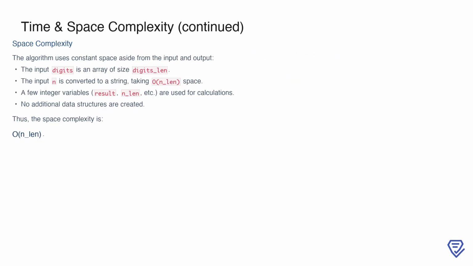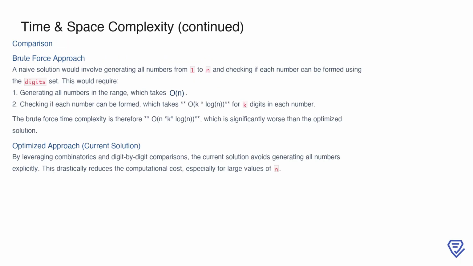The dominant term depends on the relative sizes of digits_len and n_len. Now let's discuss the space complexity of the algorithm. The space usage is minimal beyond the input and output. Specifically, the digits array has a size of digits_len, and the target number n is converted to a string, requiring O(n_len) space. Additionally, a few integer variables, like result and n_len, are used for intermediate calculations. Importantly, no extra data structures are created during the computation. Therefore, the overall space complexity of the algorithm is O(n_len), making it very efficient in terms of memory usage.